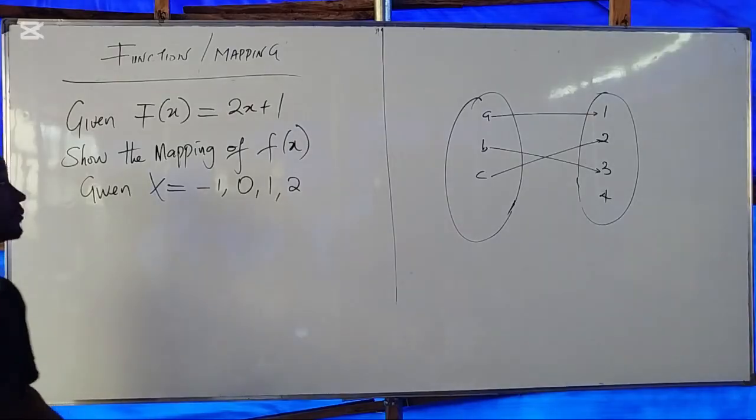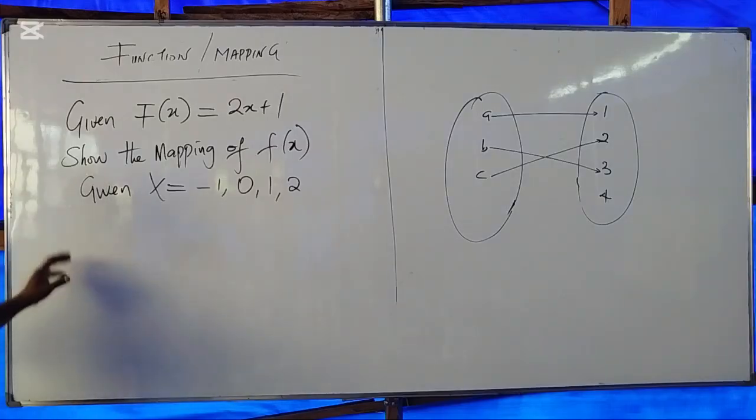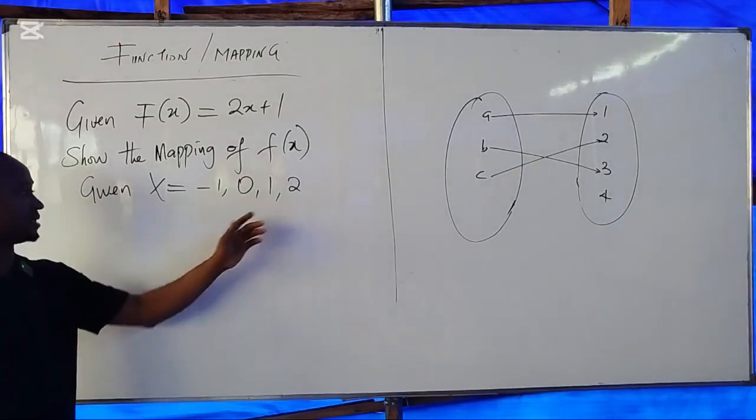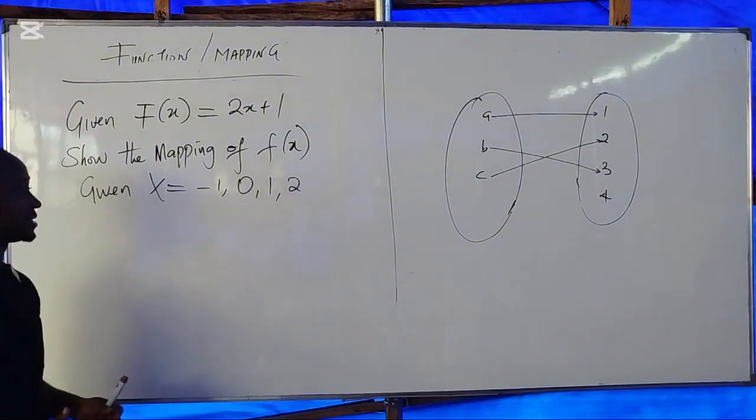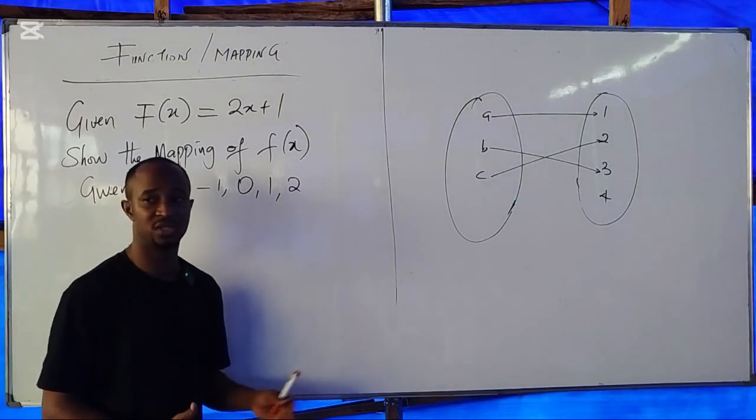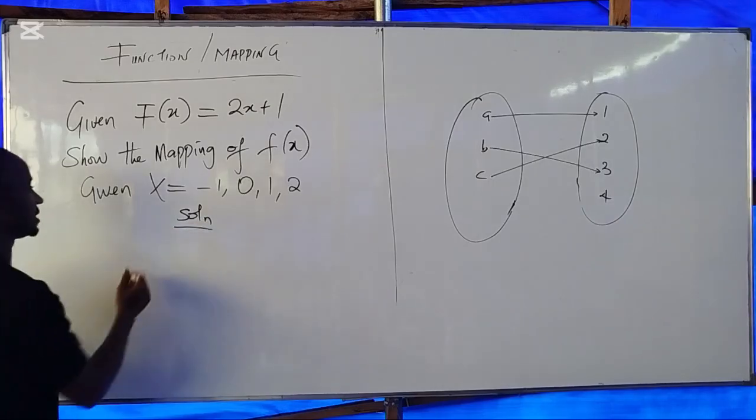Okay, let's look at a good example of one-to-one. If we are given f of x equals 2x plus 1, and we are asked to show the mapping of f of x, given that the values of x are minus 1, 0, 1, and 2, don't forget that your x represents your domain, which is your independent variable, right?